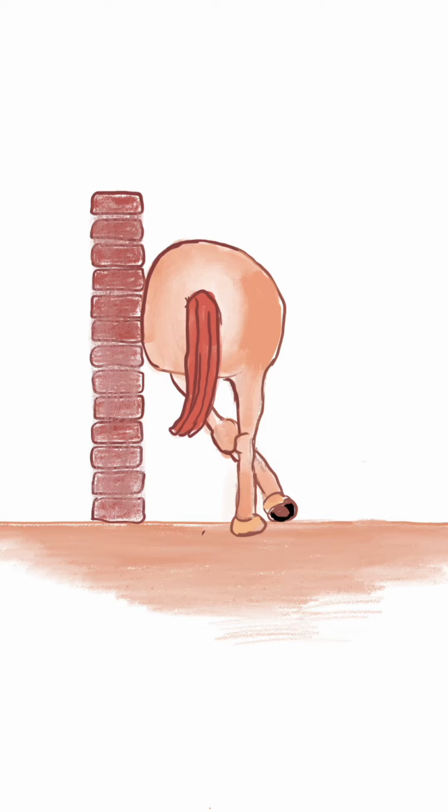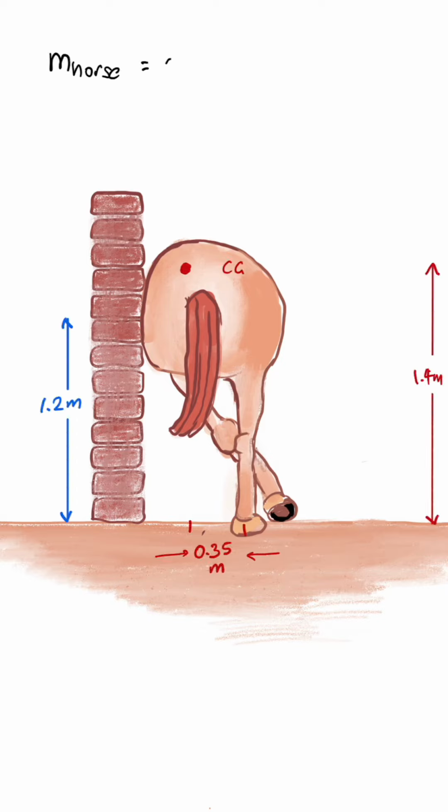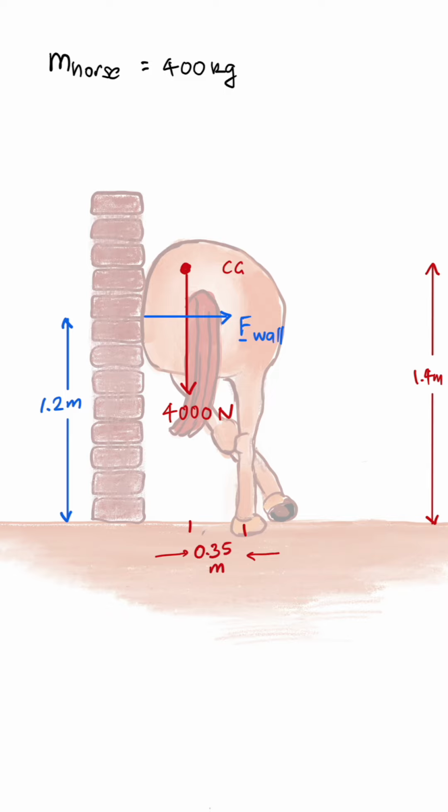Here's a static equilibrium problem that looks too hard to solve. We're given a 400 kilogram horse leaning on a wall and given some, but not all, of the dimensions, just these ones. And we're asked to find a force exerted on the horse by the wall. But the only force that we know is the weight force, which is 4,000 newtons, using g equals 10.